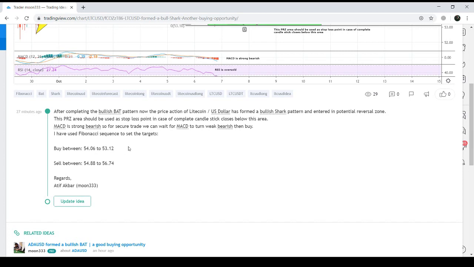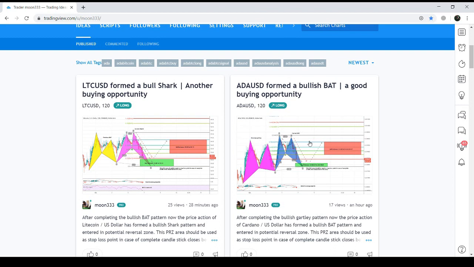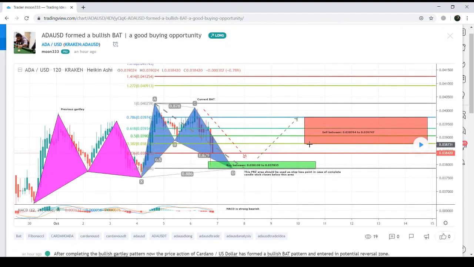Now let's move to the ADA chart, and I have also published this chart almost an hour ago. This is the chart. On this idea, you can see first the price action formed a bullish Gartley pattern, and after entering the potential reversal zone, the price action took the bullish divergence, and after this initial X to A leg, the A to B leg is retraced between 0.382 up to 0.50 Fibonacci.